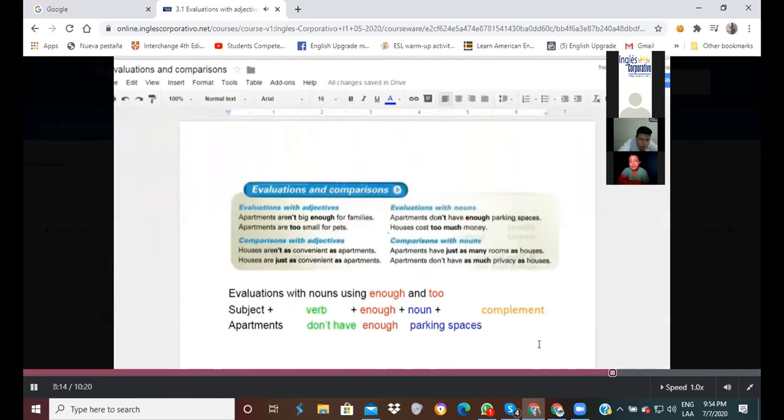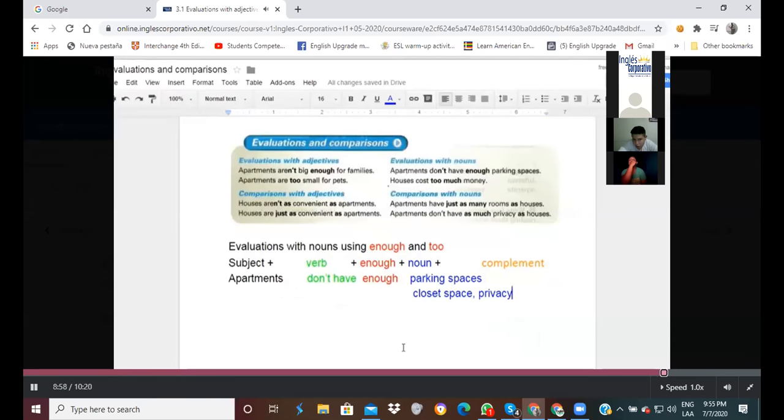And quickly, I want to talk about nouns. So what are nouns? What are some of the nouns that we can think about when we are thinking about making evaluations of apartments and houses? Well, we can think of things like parking spaces, as you can see there. We can think of things like closet space, right? We can think of things like privacy. And of course, we can think of things like money, if you will, right? So these are nouns that we can think of. So we can say the following. Apartments don't have enough parking spaces. Apartments don't have enough closet space. Apartments don't have enough privacy.